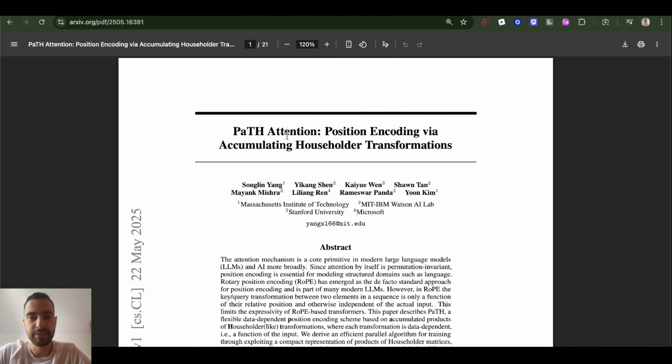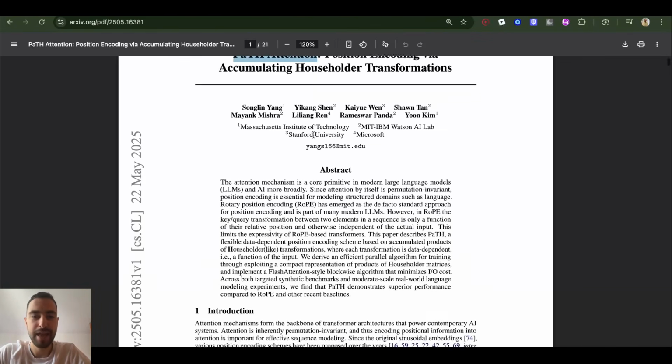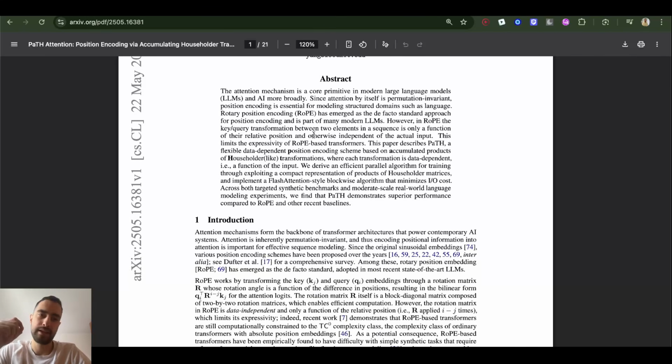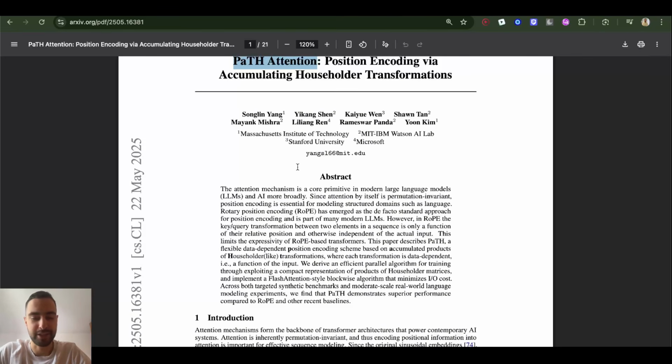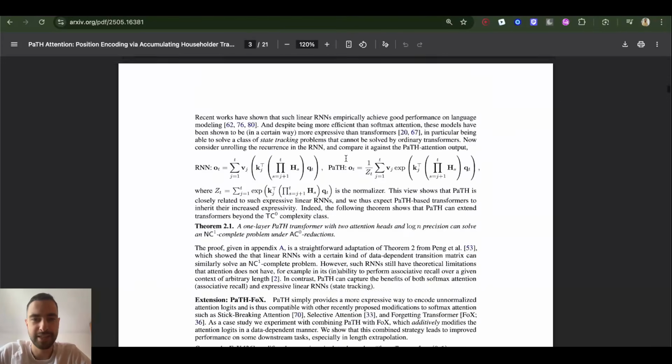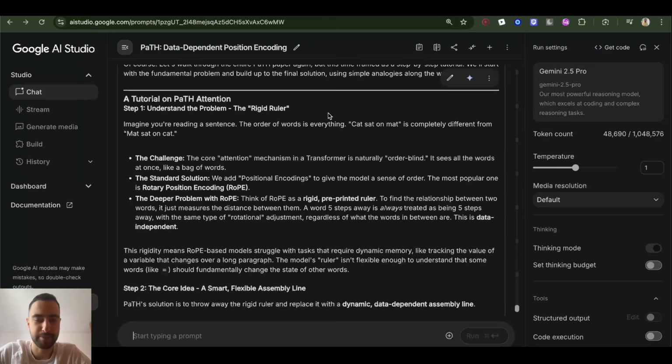This is an alternative to rope embeddings, so let's understand this PaTH attention paper, and this will help us understand the attention mechanism more deeply and move us towards overcoming transformers and the attention mechanism with the next big architecture. I read it and I understand it, so I'm going to use Gemini to help me explain it.